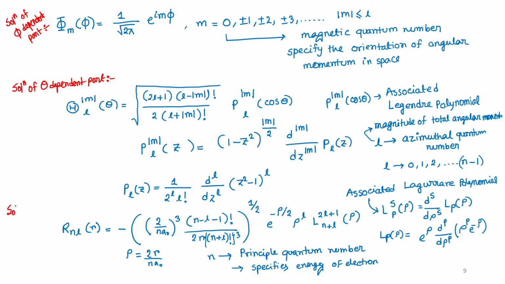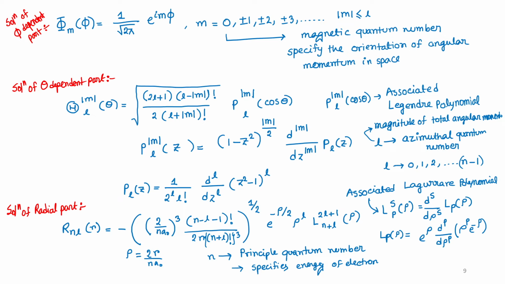And this is the solution of your radial part, or the r dependent part. So you can see we are getting three quantum numbers from the Schrodinger equation, that are n, l and m, where your radial part is dependent on n and l, your theta dependent part is dependent on l and m, and your phi dependent part is only dependent on m, that is the magnetic quantum number, or ml you can say.